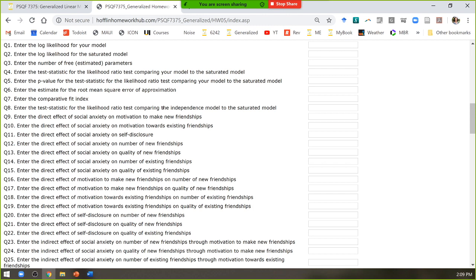Is it given to two decimal places or three in this homework? It's three. Okay, that is the problem. One strategy would be to guess what the third decimal place should be. You should be able to calculate it yourself if it gives you the log likelihood for the saturated model somewhere. If it gives that to you with greater precision, then you should be able to do minus two times the difference and get the correct answer.